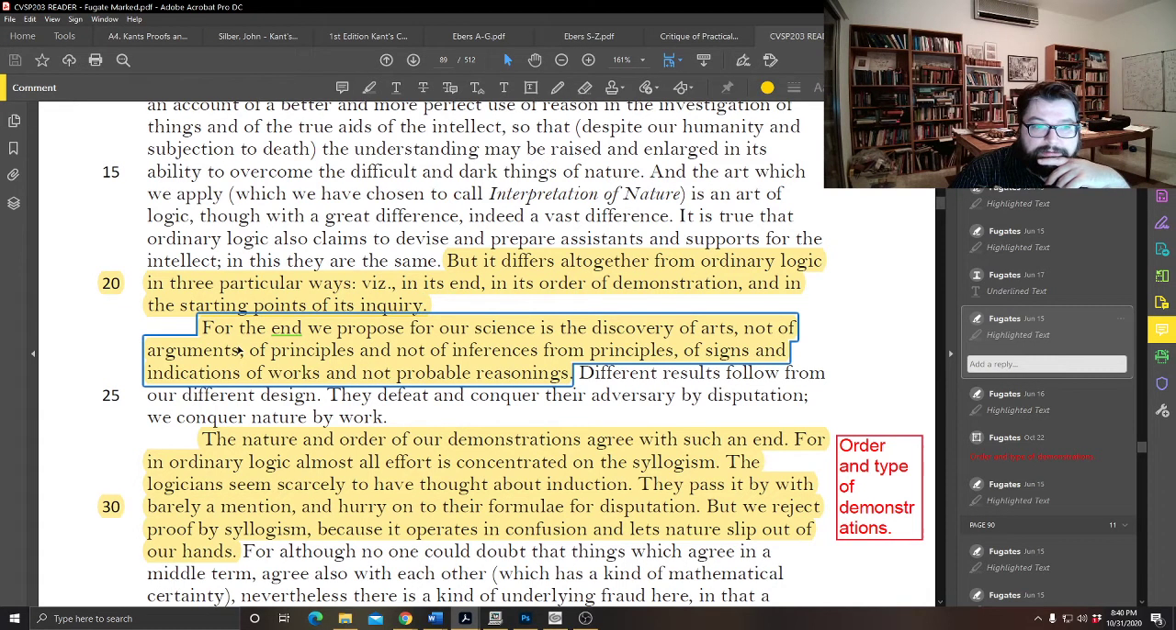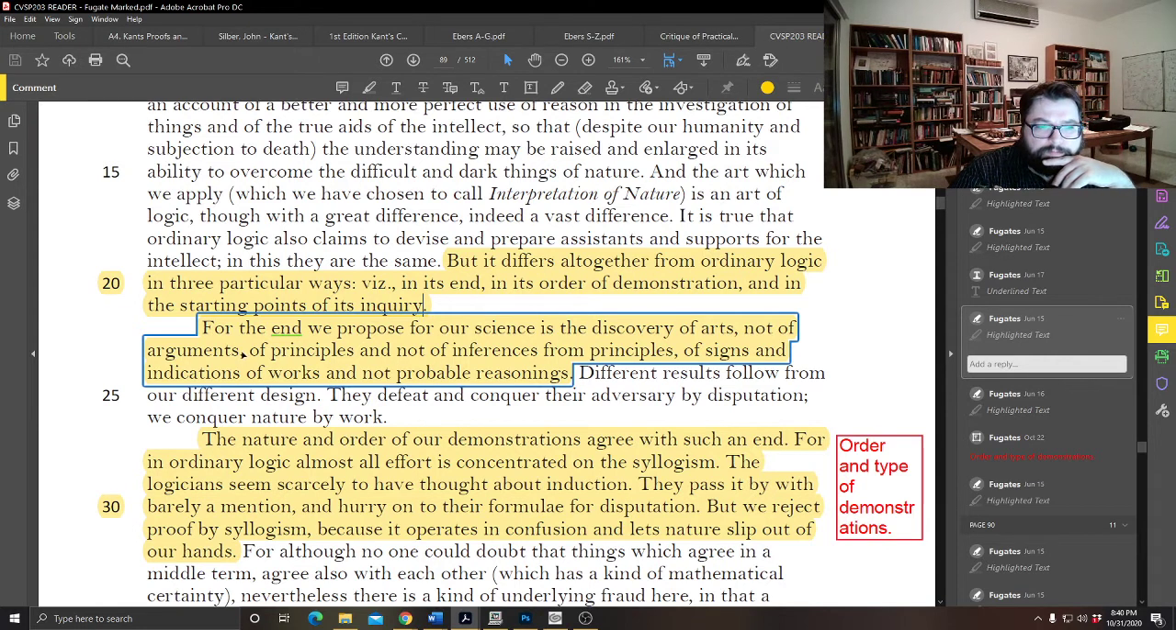Not of arguments, but of principles. And not of inferences from principles, but of signs and indications of works. When you're reading this, of course, sometimes it might be a little bit difficult to read. You have to supply something here. So, for the end we propose for our science is the discovery of arts, not of arguments, of principles, but not of inferences from principles, of signs, but not, and indications of works, but not probable reasonings.